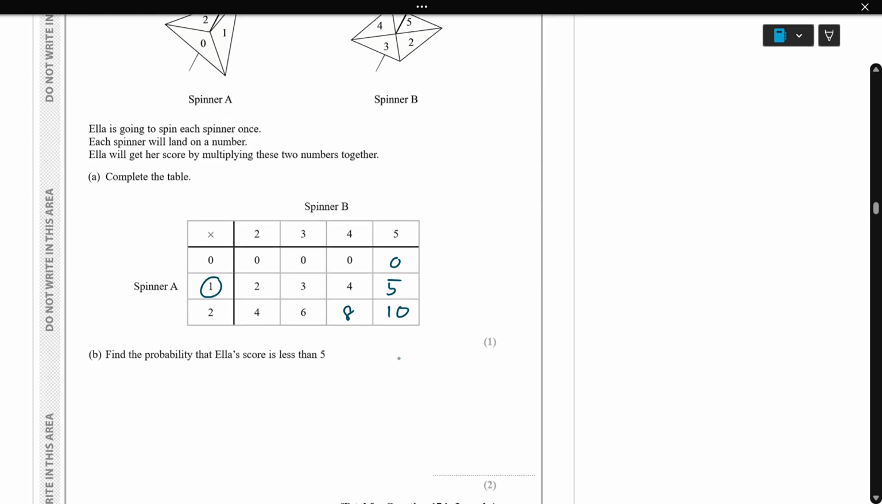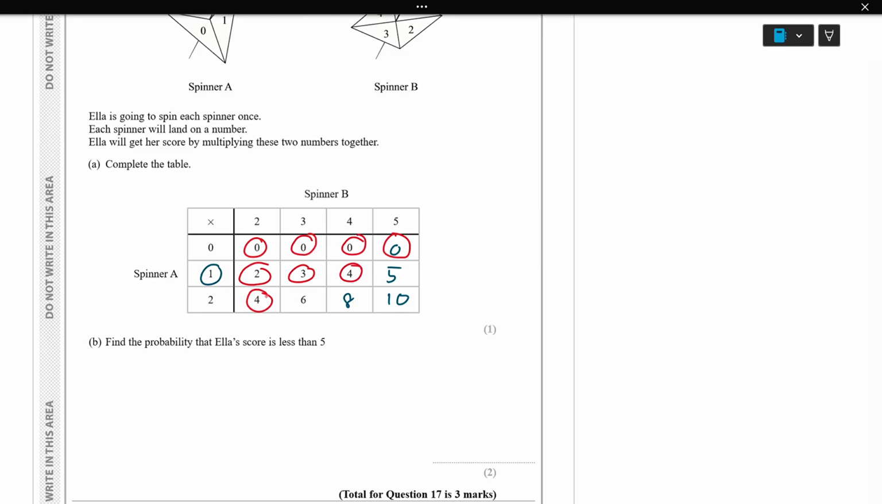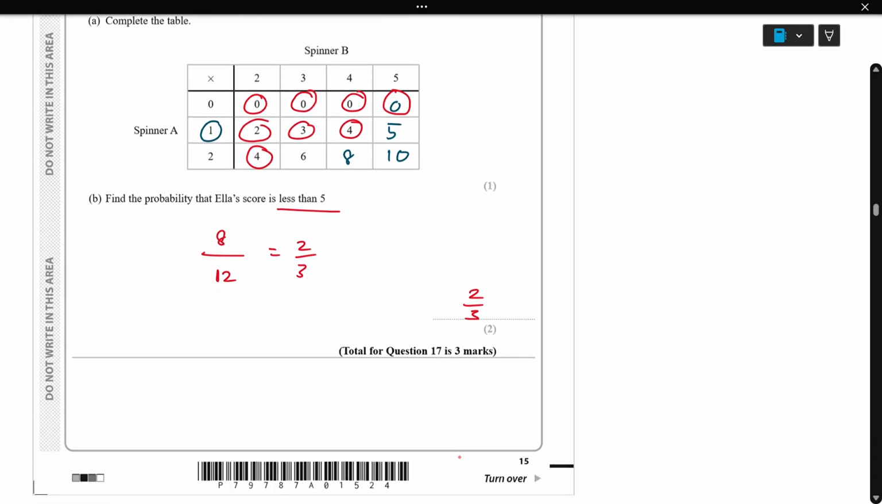We are multiplying. Find the probability that Ella's score is less than 5. Less than 5 is going to be 1, 2, 3, 4, 5, 6, 7 and 8 only, because 5 is not less than 5. So the total is 8, over how many total chances? 1, 2, 3, 4, 5, 6, 7, 8, 9, 10, 11, 12. The total is 12. So we can leave the answer as 8 by 12 or simplify by 2 to get 2 by 3. Either is a correct answer, 8 by 12 or 2 by 3.